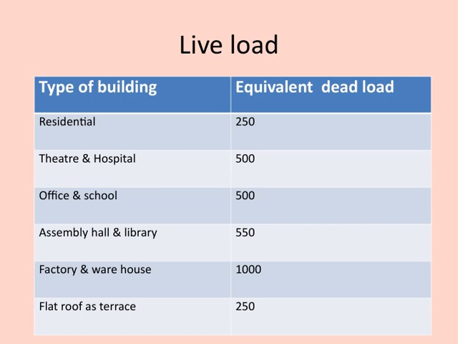Lastly, for flat roofs used as terraces, the live load is typically about 250 kilograms, which covers pedestrian traffic and light maintenance equipment. The key takeaway here is that the live load varies significantly depending on the building type and its intended use, and understanding these loads is crucial for designing safe, efficient structures. This table helps us see how different building functions directly influence the structural requirements and helps us plan accordingly.